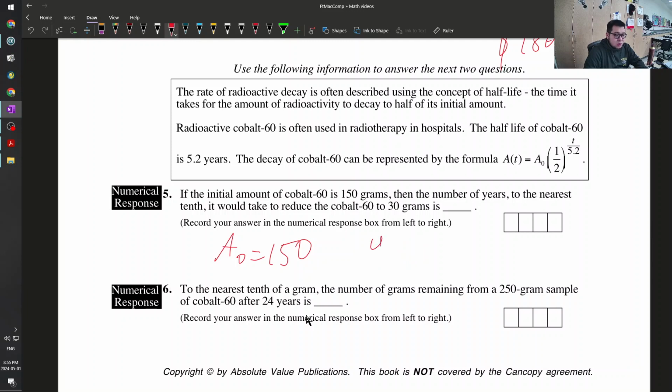So that means y is equal to 30. So I get x is equal to 12.07 years. And I have to round, which is equal to 12.1 years.